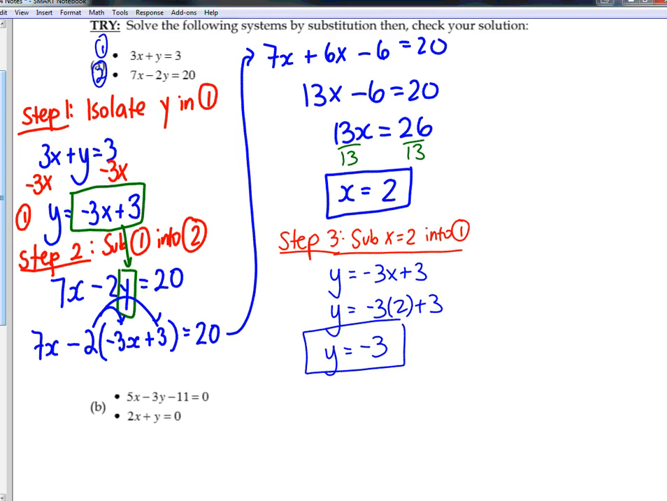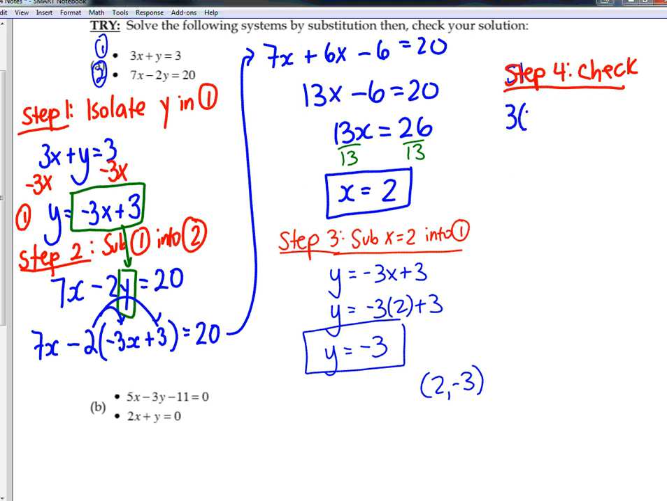Okay, what's our last step? Check. Slow down. Step 4 is our check. So we have our solution. If I wrote it as a coordinate, what would it be? 2 comma negative 3. x is 2, y is negative 3. For check, we want to sub it into both equations. It should be true for both.